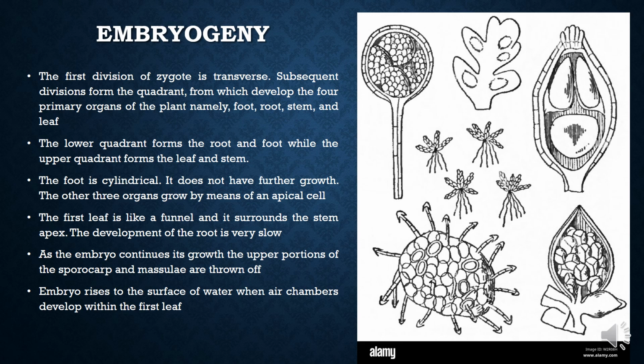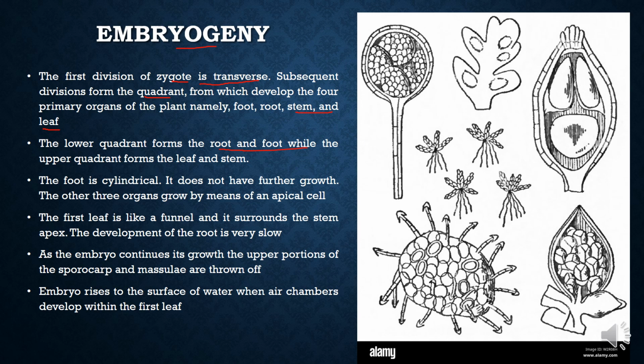After fertilization, the zygote is formed, and the zygote by repeated division forms the embryo. In the division, the first division is always transverse, followed by a vertical division, to produce a quadrant. From the lower quadrant, the foot and root are produced, and from the upper quadrant of the embryo, the stem and leaf are produced.